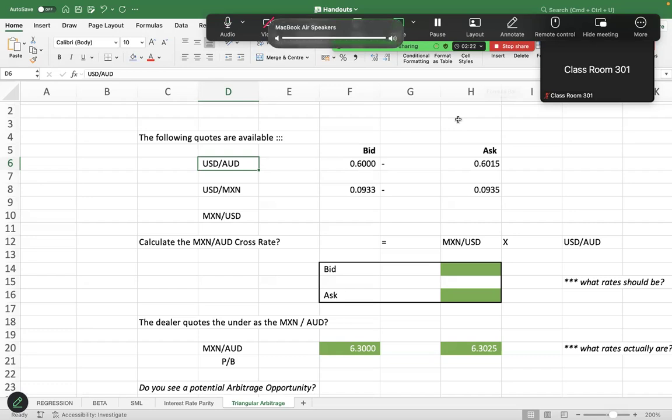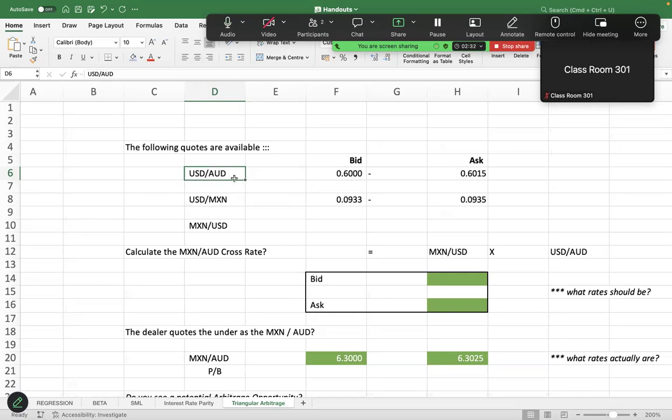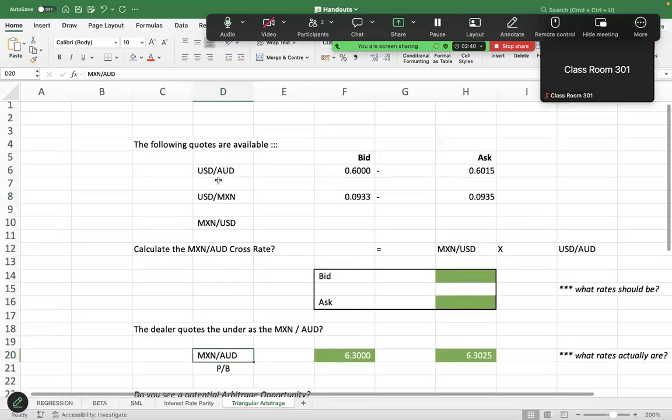So we'll quickly start on the triangular arbitrage. Triangular arbitrage, as I said, comprises three currencies. So we have three quotes available: USD AUD, USD MXN, and there's a dealer quote for MXN AUD also. Now, how do you read this?